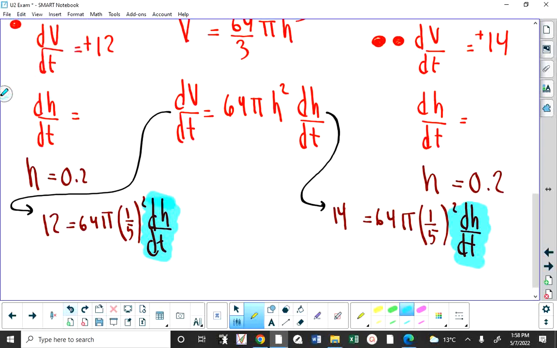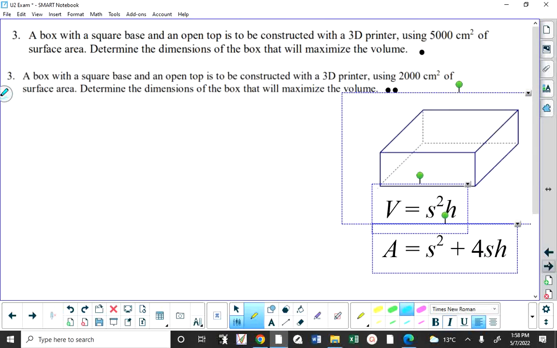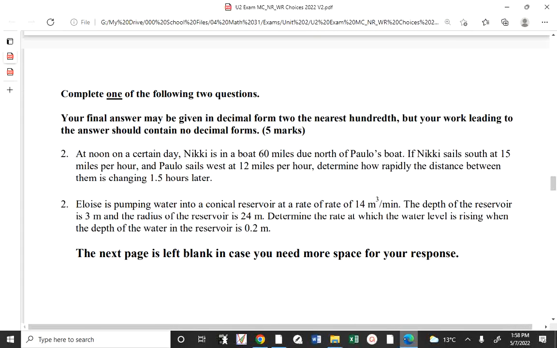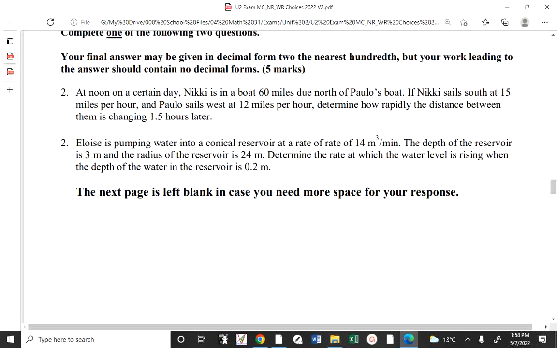All right, let's take a look now at written response number 3. So written response number 3, forget about the version of the exam that you have. I'll show you one particular version. I don't know which version this is. It looks like maybe it's version 2.